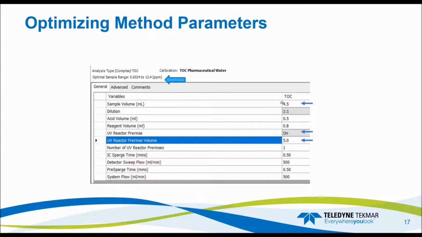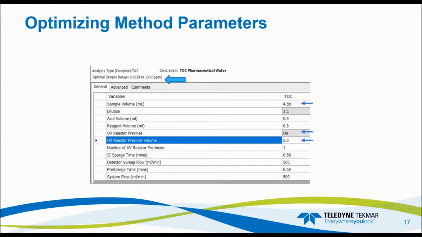So that's exactly what I did. I changed the sample volume from 9 mils to 4.5 mils, and now my optimal sample range is up to 13.4. I calibrated up to 10, and I wanted to give it a little extra room just so I get a nice sharp calibration. I did play around with this value a little bit, and I came out that 4.5 worked the best.